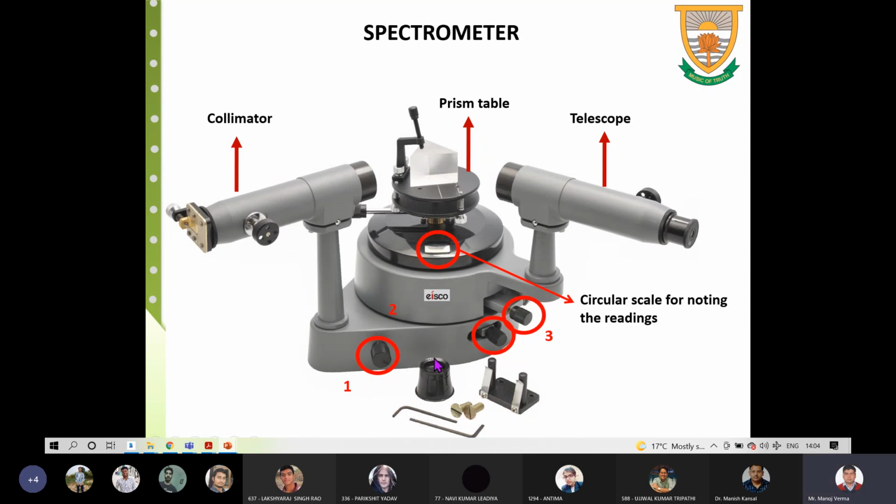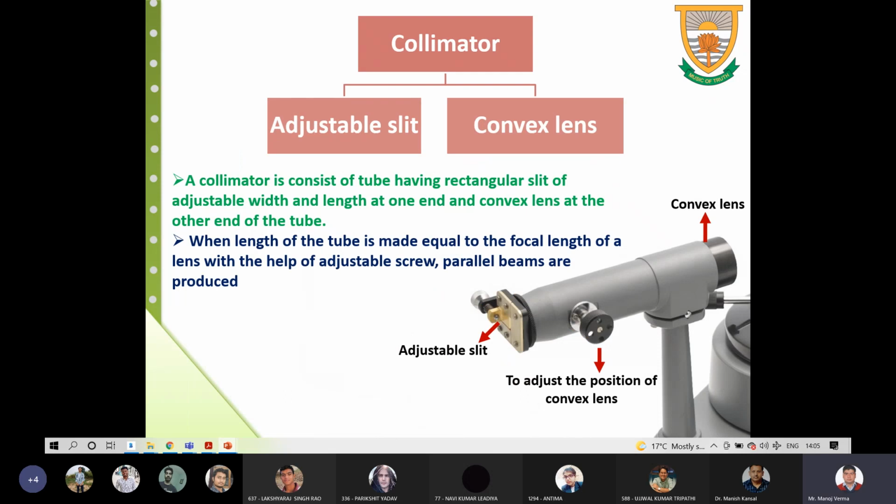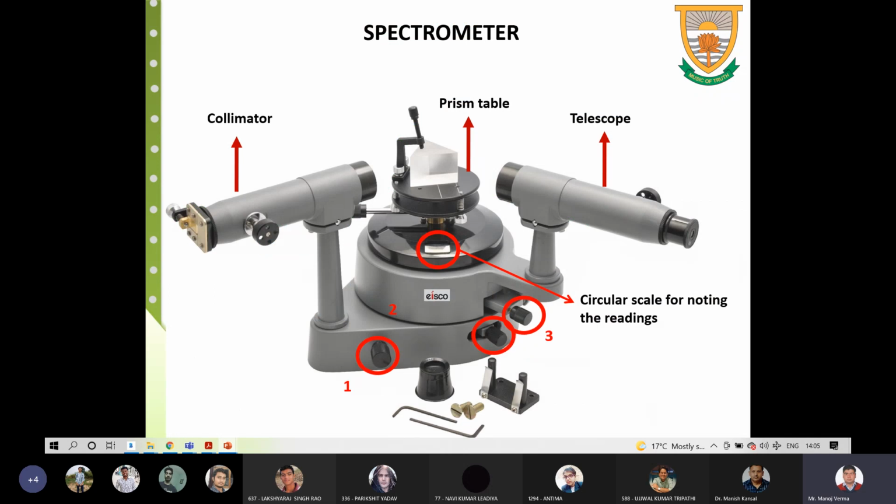There are some more screws to level this, whether it is vertically leveled or not, and of course for horizontal leveling also there are some screws. Again, on the prism table, where all the reflection and refraction will happen, there are more screws which can be used to make it horizontally plane.